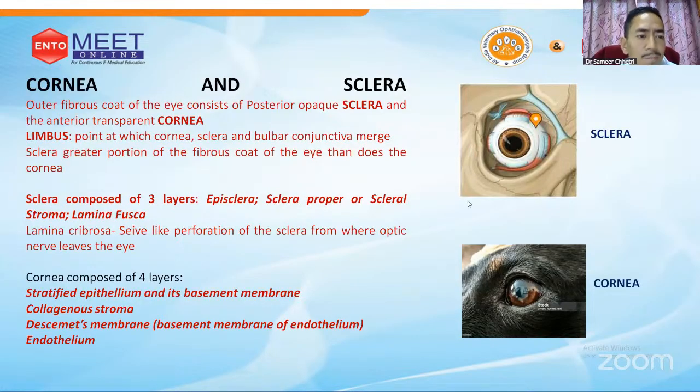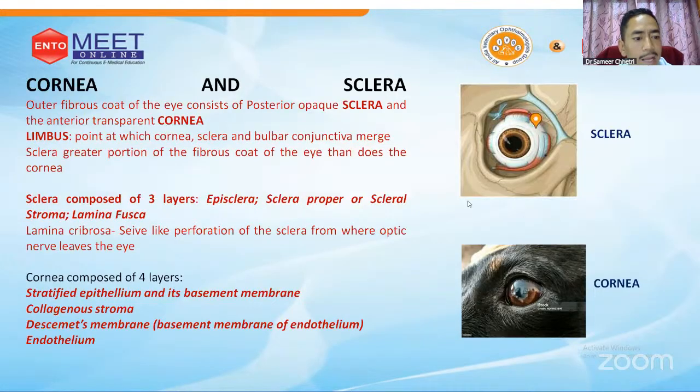So the sclera is composed of 3 layers: episclera, sclera proper or sclera stroma, and lamina fusca. Lamina cribrosa is a sieve-like perforation of the sclera from where the optic nerve leaves the eye. Similarly, the cornea is composed of 4 layers: stratified epithelium and its basement membrane, collagenous stroma, Descemet's membrane, and endothelium.